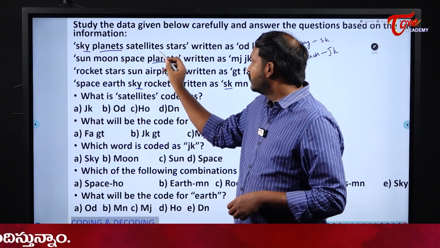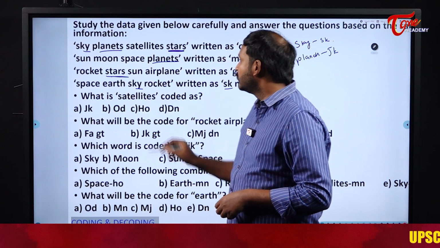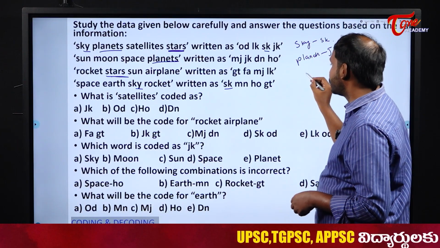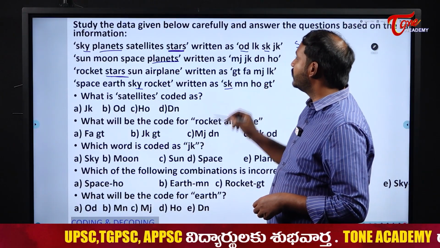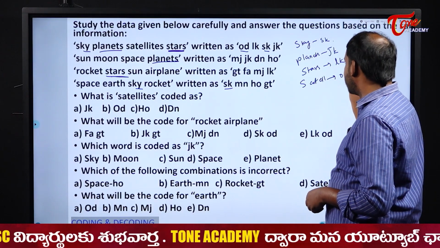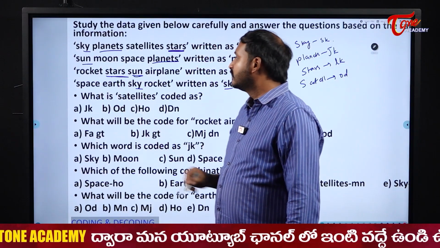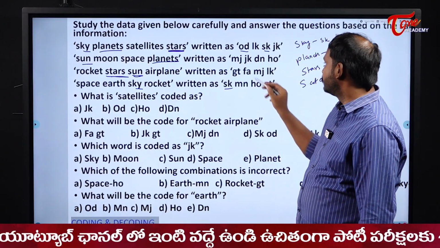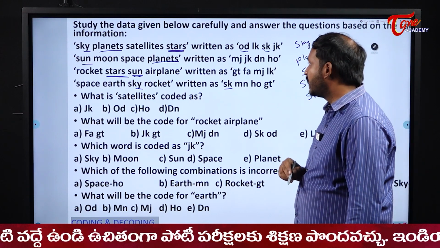Next, satellites. We don't have satellites anywhere, but we have stars. See here, stars is there here and here. What is common in these two? First and third, LK, LK. So stars is coded as LK. What is the only thing left for me? OD. So satellites is coded as OD. Next, sun. I have sun here and here. What is common in these two, students? MJ, MJ. So sun is coded as MJ.